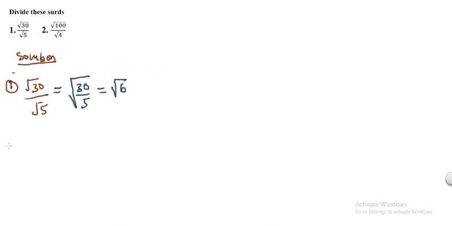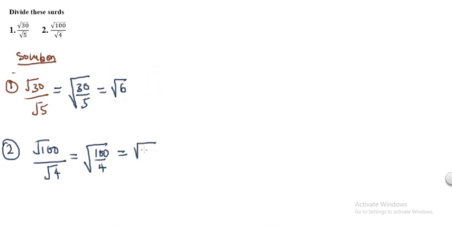We can also do it for number 2. For number 2, you're told to find root 100 over root 4. So we can still do the same thing for this example. You can pull it together and say the root of 100 over 4. 100 divided by 4 is 25. So we have root 25. Now, the square root of 25 is simply equal to 5. That way we could have done it too, to say root 100 over root 4. Root 100 is 10.